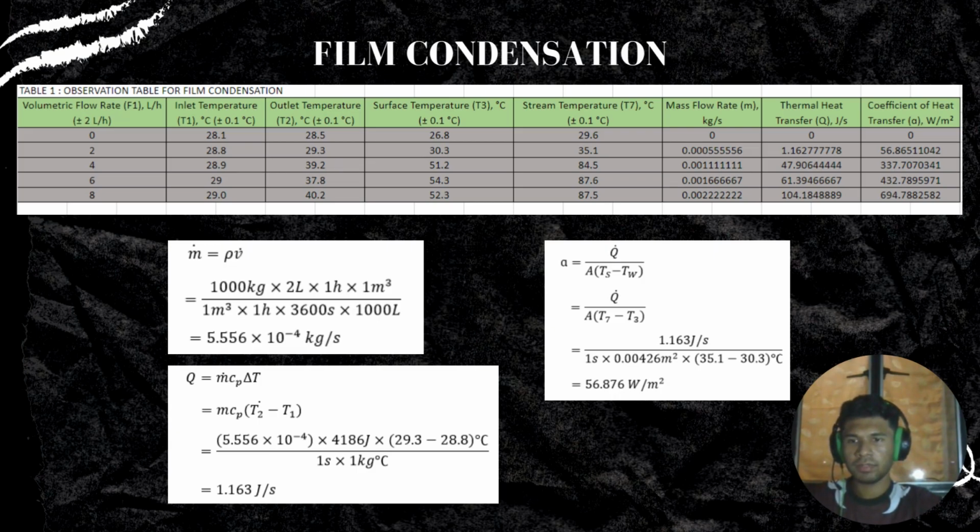The delta T refers to the outlet temperature minus the inlet temperature. From this formula, we get the thermal heat transfer is 1.163 joule per second. To calculate the coefficient of heat transfer, we use the formula alpha equal to Q divided by surface area times delta T, where delta T refers to steam temperature minus surface temperature. From this formula, we get the coefficient of heat transfer as 56.876 watt per meter square.